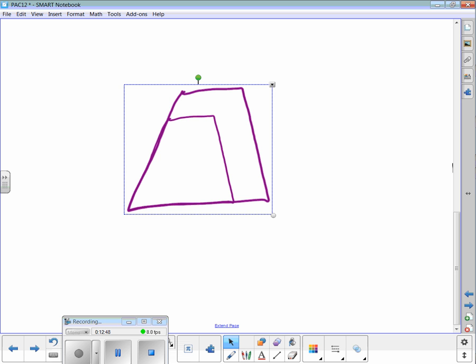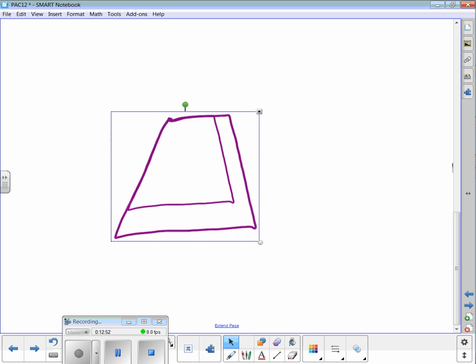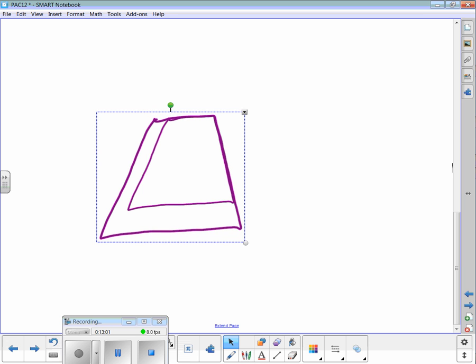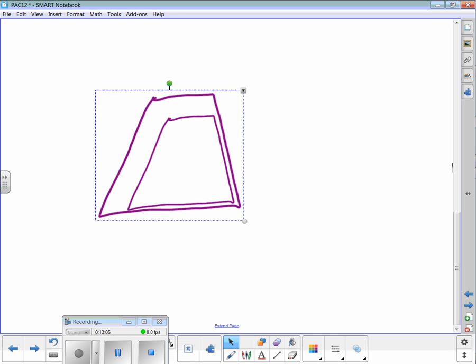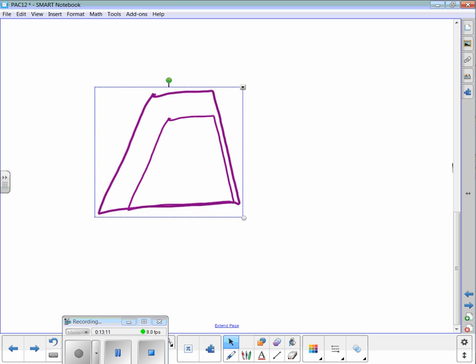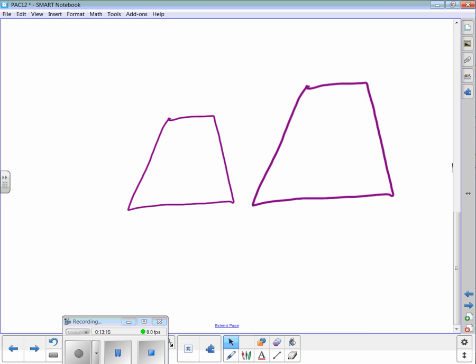Yeah. Look at the top left angle. I'm going to line them up. Aren't they congruent, the exact same size and shape? Look at the top right angle. Aren't they congruent, the exact same size and shape? Look at the bottom right angle. Aren't they congruent, the exact same size and shape? Absolutely. So the angles are congruent, but what about the sides?